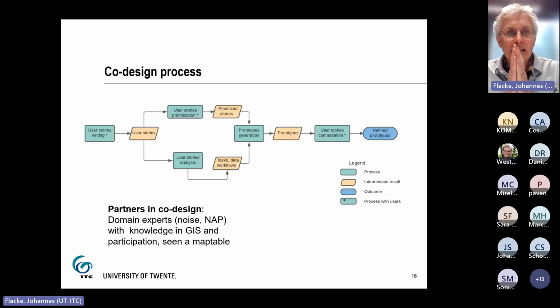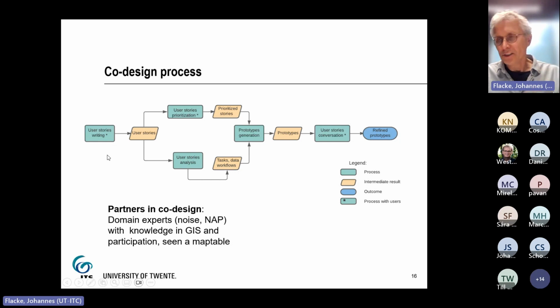Yeah. Thank you. So let me show a little bit more how we structured the co-design process for this particular tool. The first step is the user story writing. We started with our partners, the stakeholders, the users in the process. In this case, the users were domain experts. They had knowledge on noise, on the problem of noise in urban areas. Some of them were familiar with the process of noise action planning and had even done a workshop on that. They also had knowledge on GIS and on participation, and some of them had worked with a map table before. So we had quite expert stakeholders that we did the co-design process with in this case. And that's why we chose the following sequence.